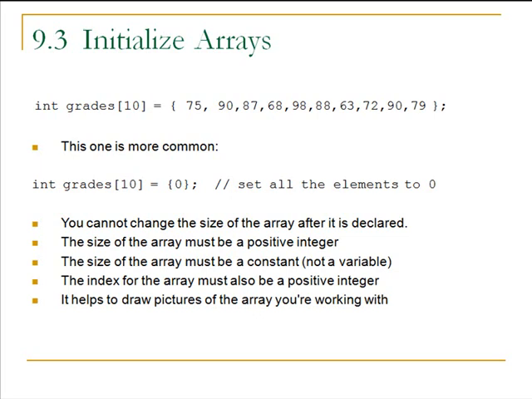And the size of the array must be a positive number. So it wouldn't make sense to say, I want -5 elements in this array. So when you declare it, you are required to put a positive number. And it must be an integer number. It wouldn't make sense to have 2.5 elements in your array. So a positive integer number.